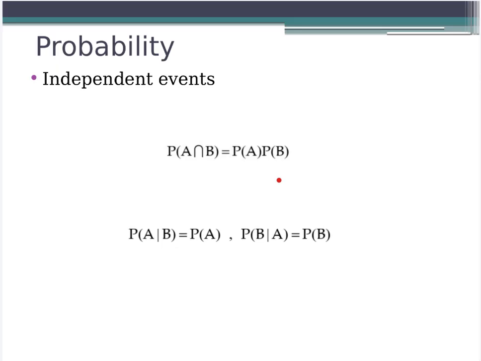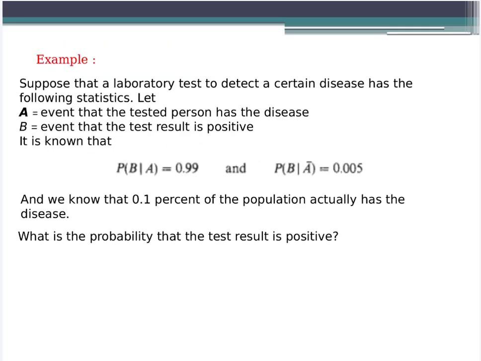No question. Okay. Today I'm going to talk about an example of total probability theorem and Bayes' theorem. What does this example say to us? Suppose that a laboratory test to detect a certain disease has the following statistics. Let event A mean that the tested person has the disease, and event B mean that the test result is positive.